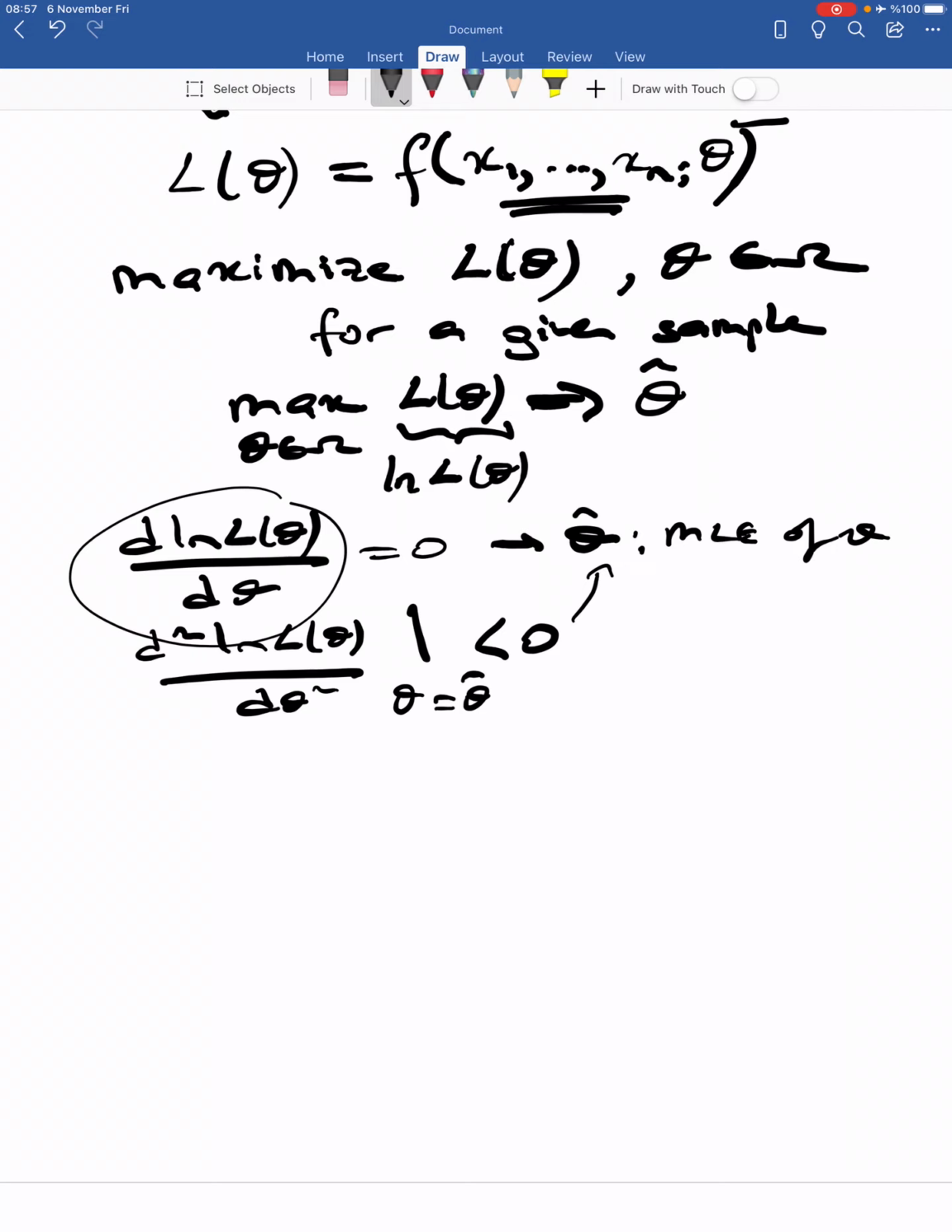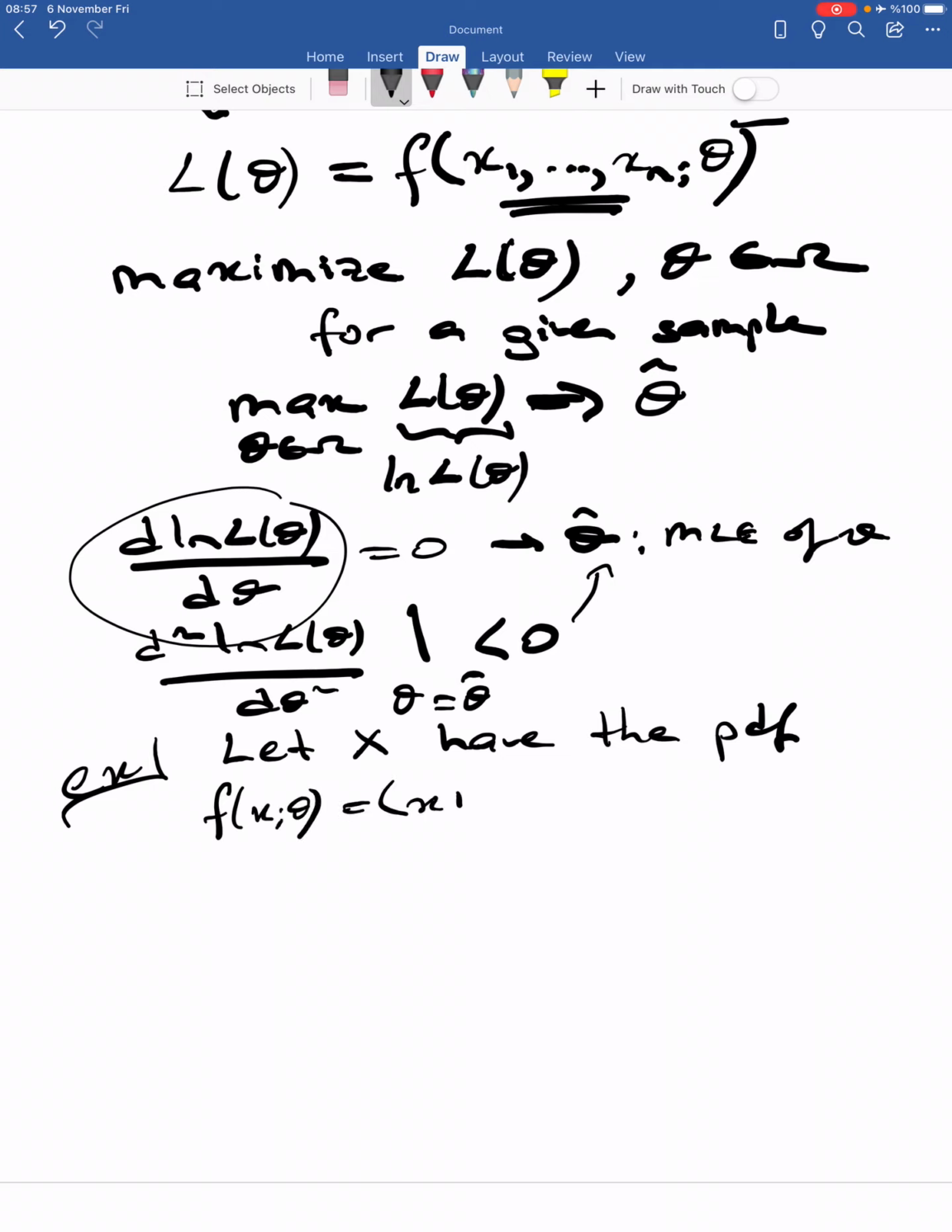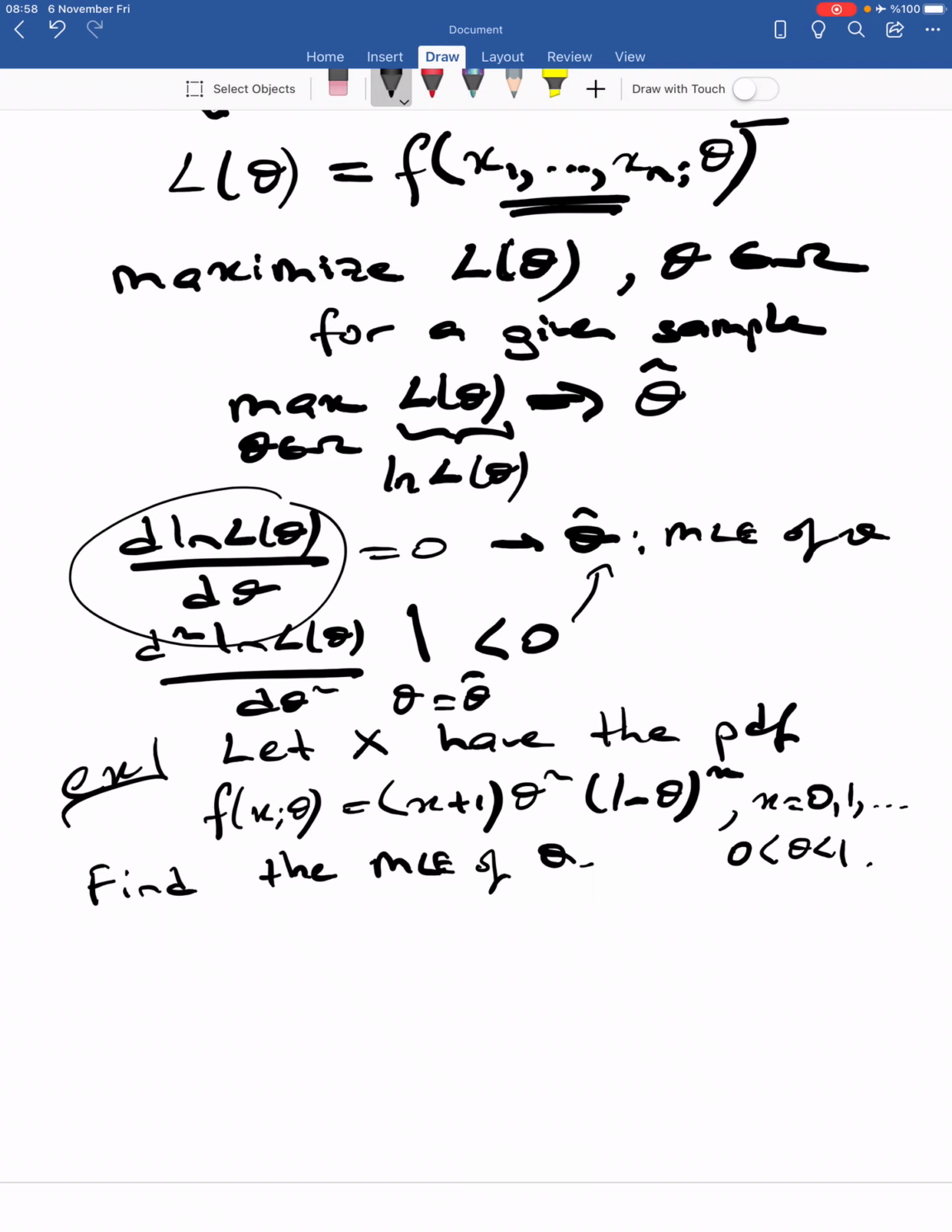I also showed you one example last Wednesday. Okay, so let's look at an example. We will see several examples. Let's say we have a random variable X with the PDF given here. It's a negative binomial PDF actually. The range of X is discrete, but the range of theta is continuous here, so we can use differentiation. The question is to find the MLE of theta.